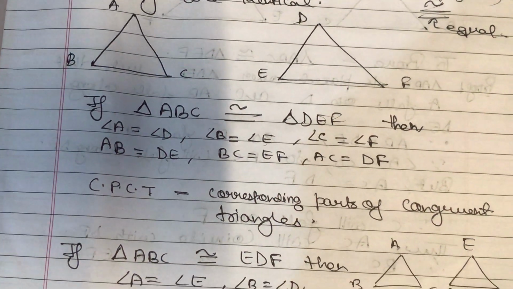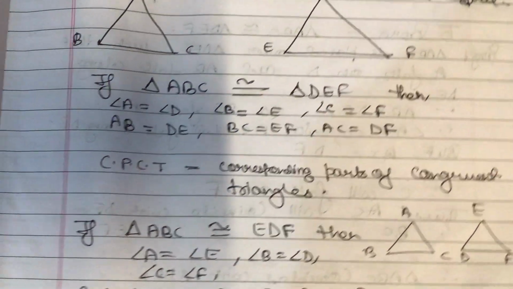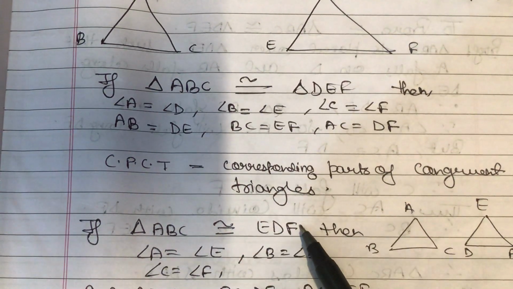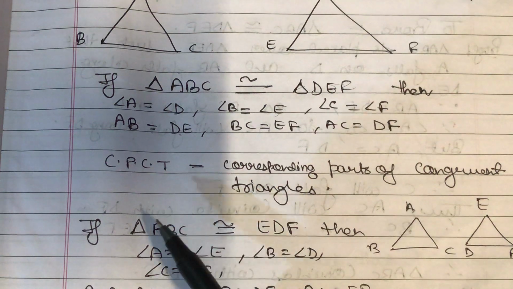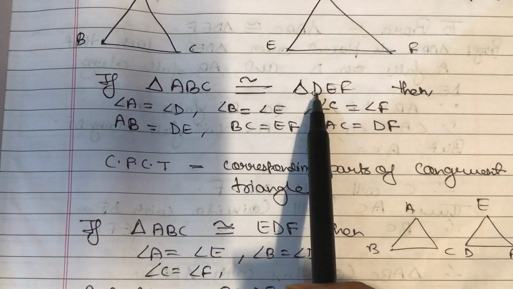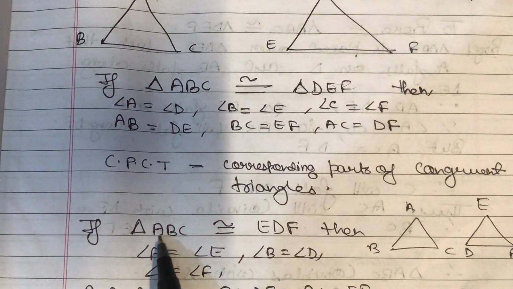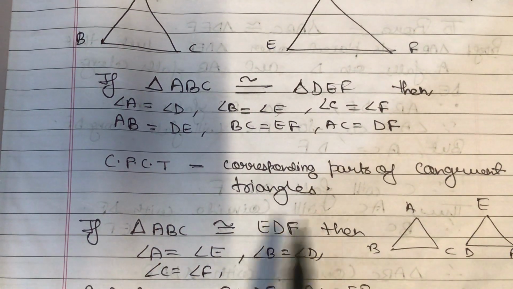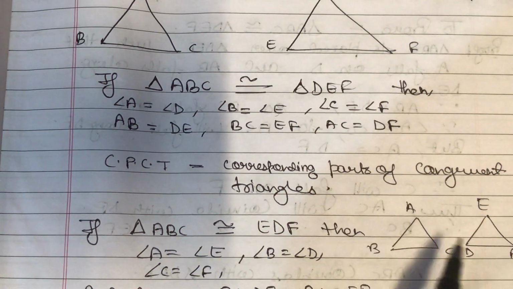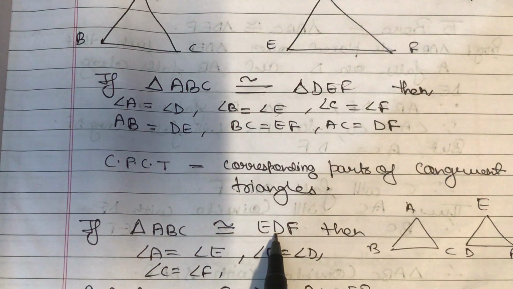Let us see this example. If I say that triangle ABC is congruent to triangle EDF, can you see the sequence? Here A is equal to E. Earlier it was A equal to D, but now A is equal to E. So B is equal to D, and C is equal to F.